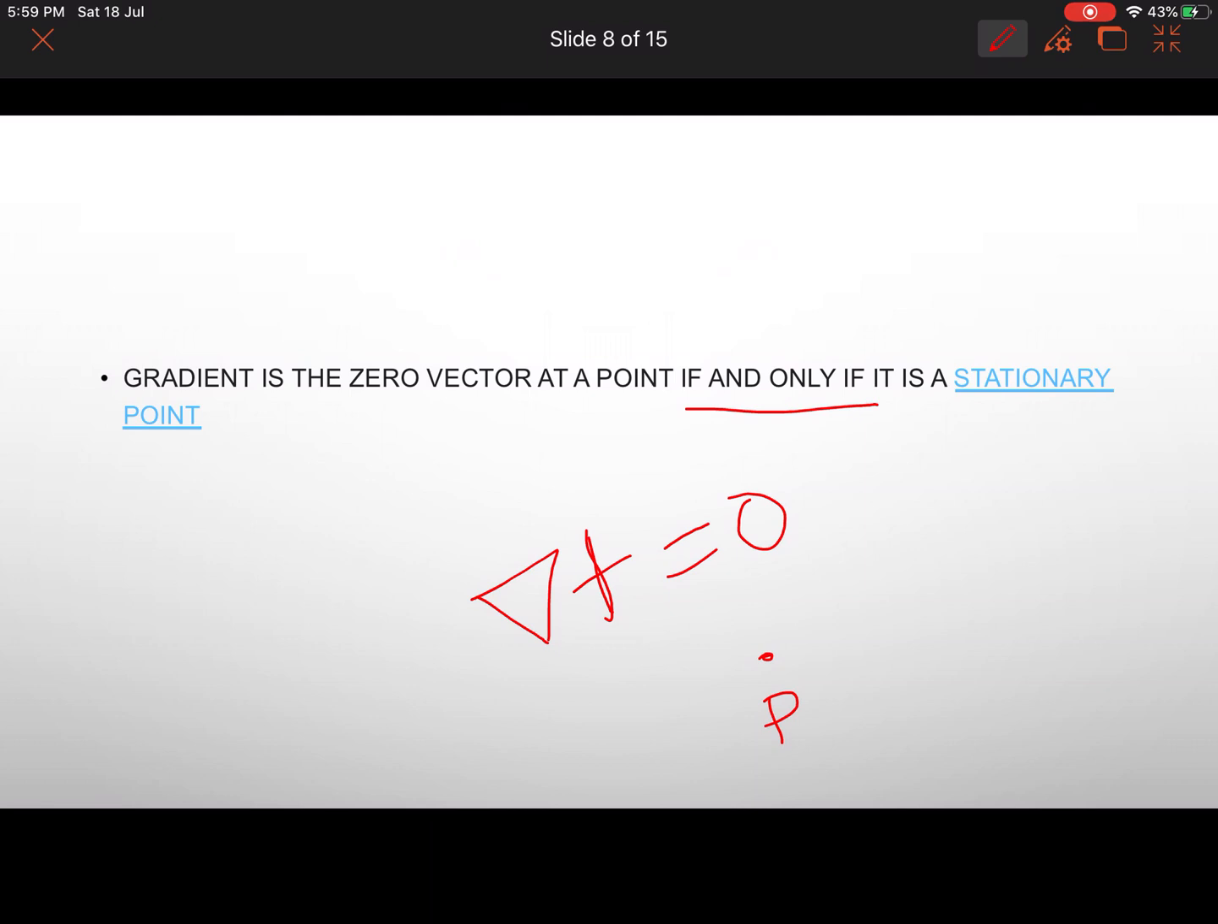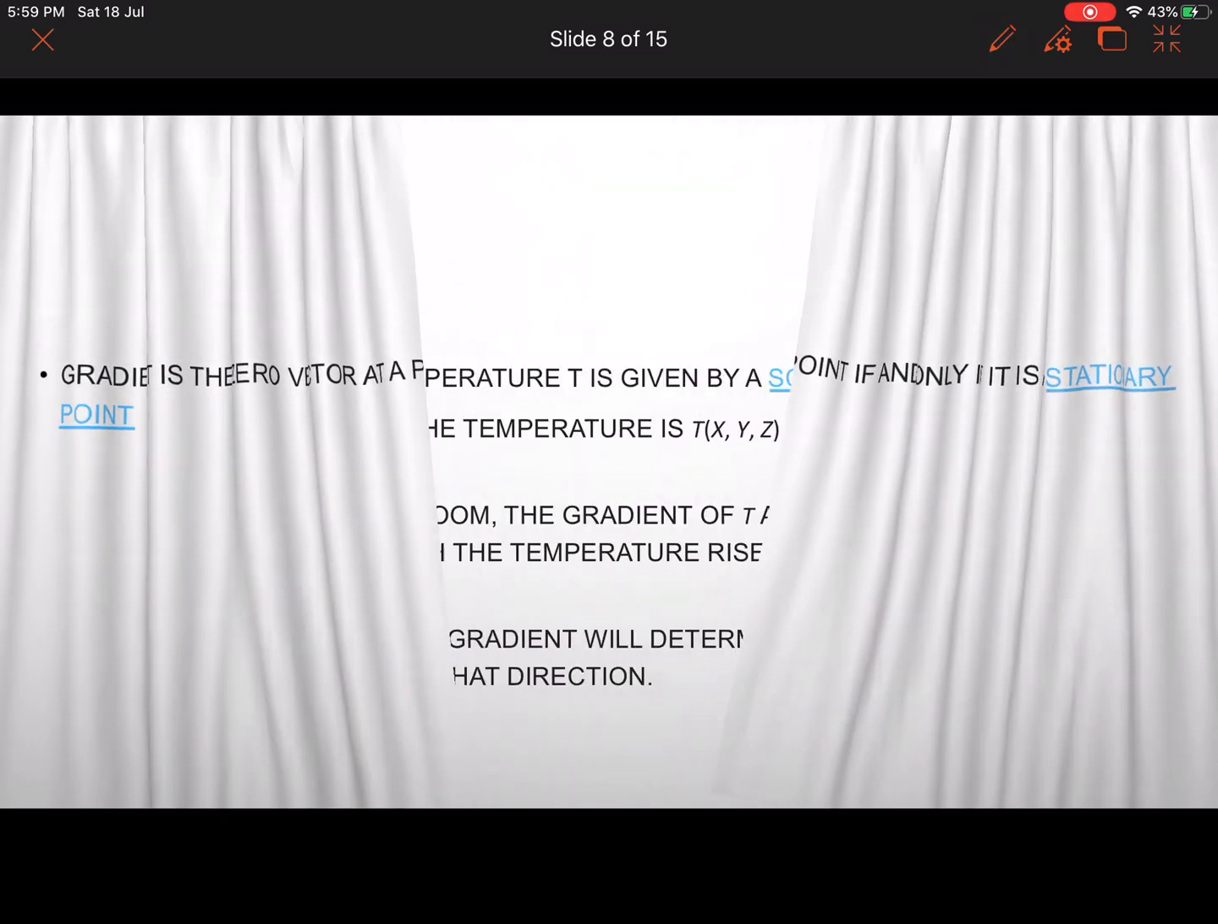This is the most important bit for your competitive exams. Please don't forget that. If del f is equal to 0, the point is a stationary point, if and only if. There is no other condition. That is the most important point, my dear friends. You should not forget it. Please note down, this is important. Next we are going.